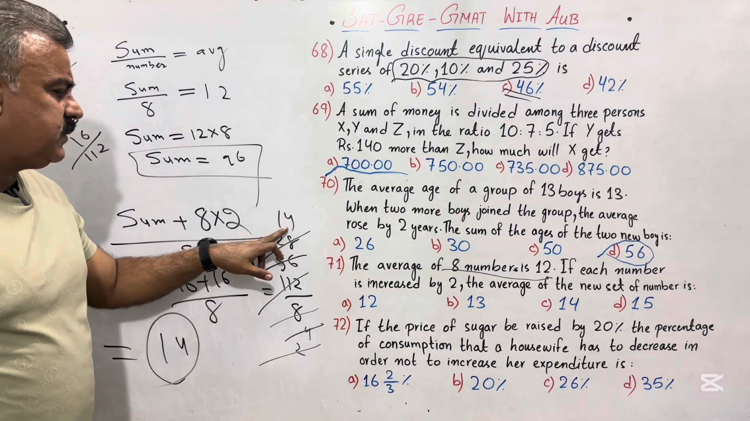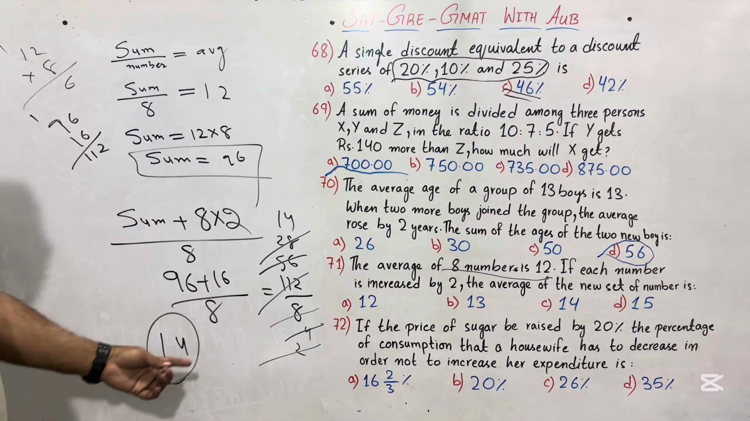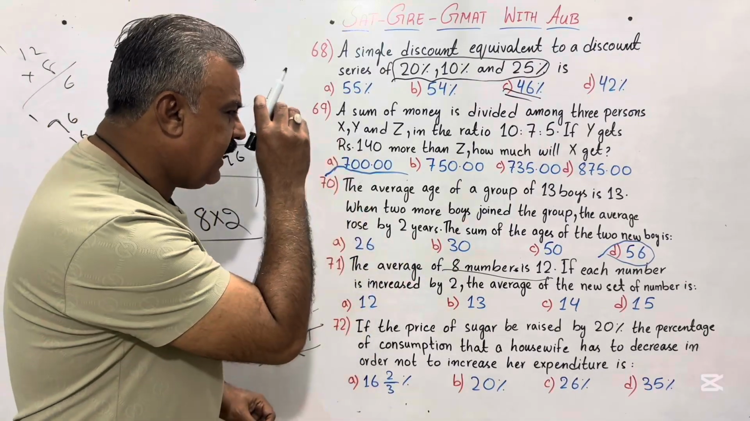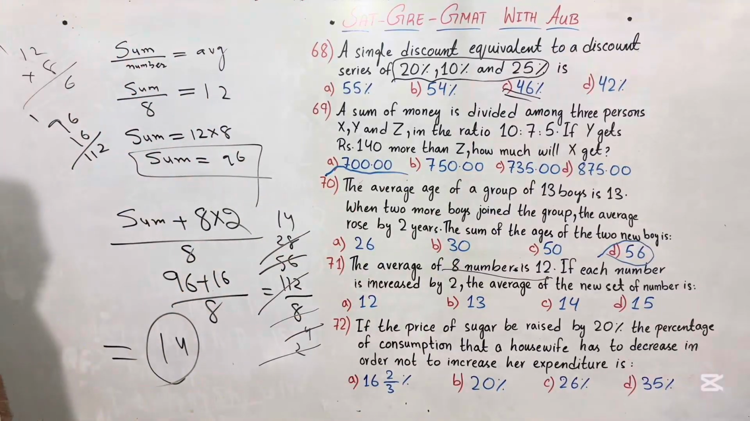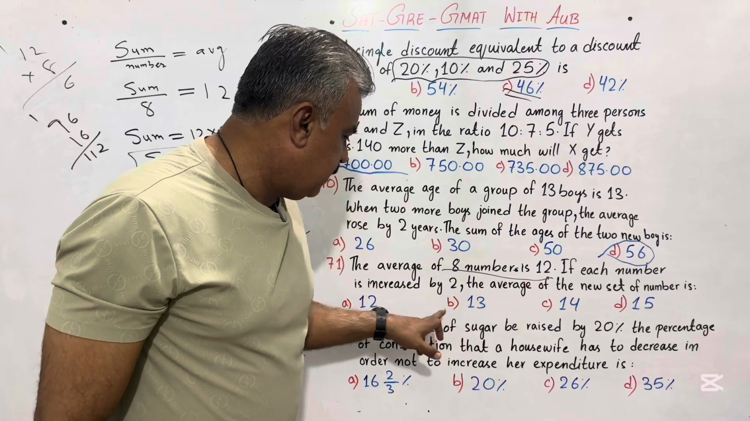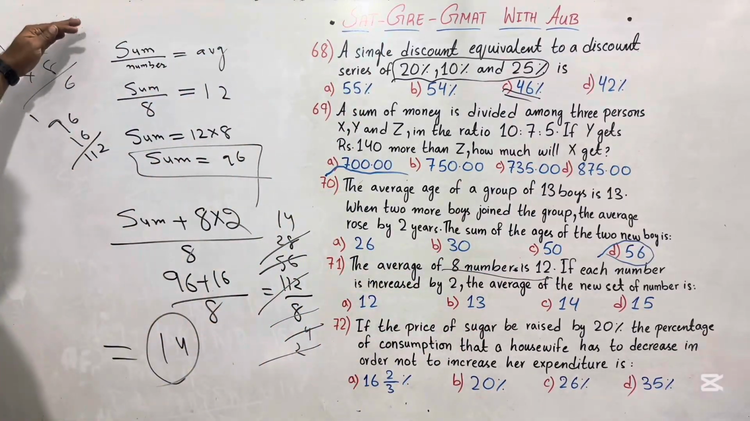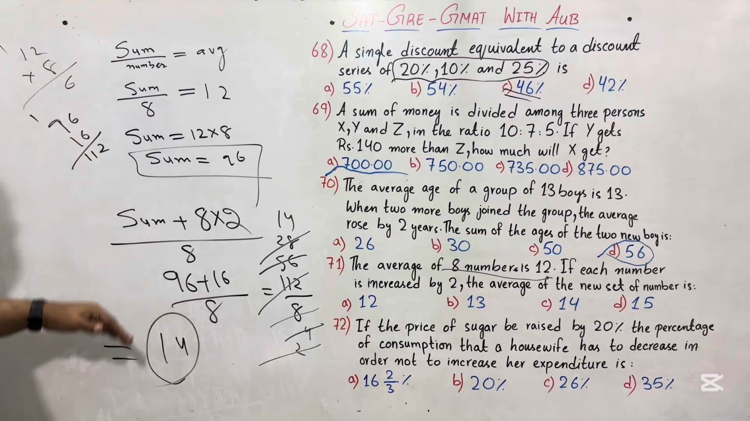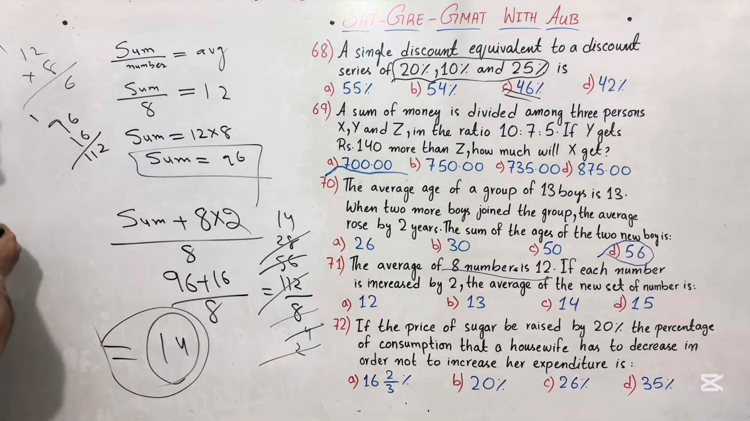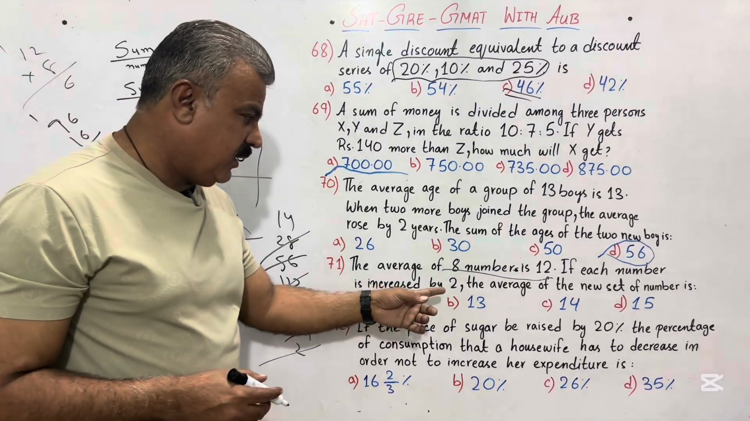However, if you have experience with such types of questions, where each number is increased by 2, you can simply add 2 to the average. 2 plus 12. If you are experienced. Otherwise, follow the pattern and the calculation, and you are going to get the same answer.